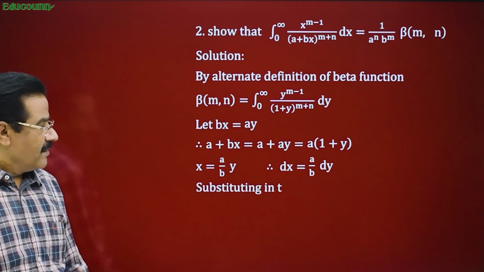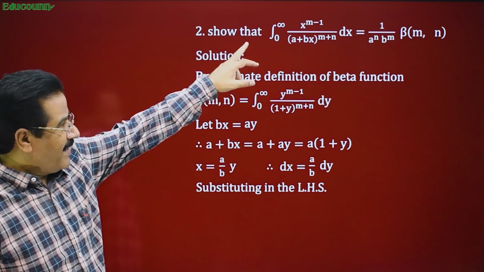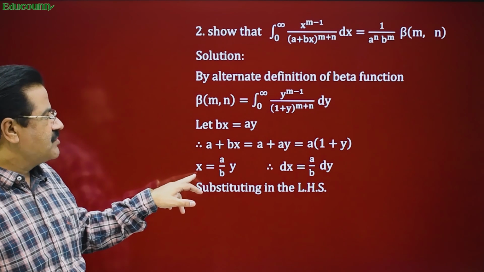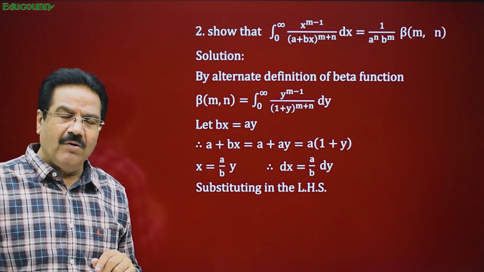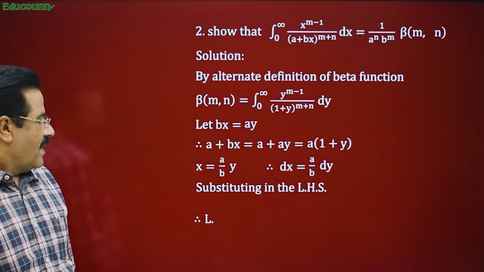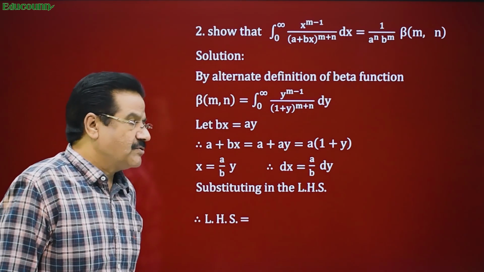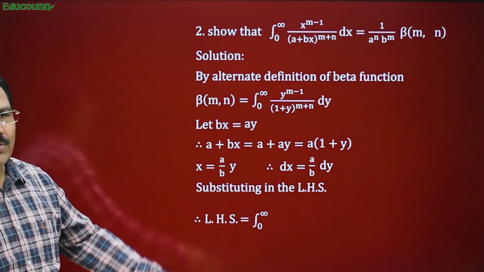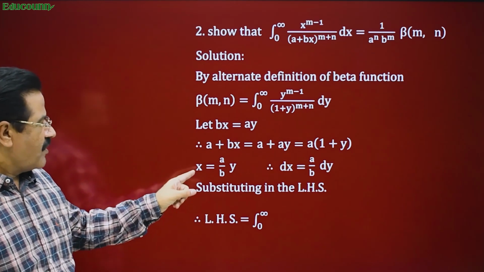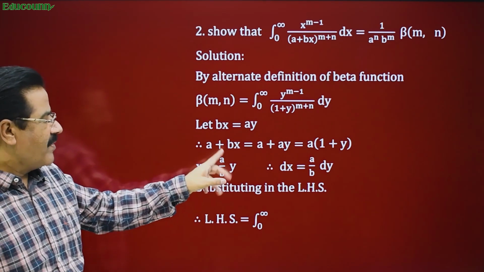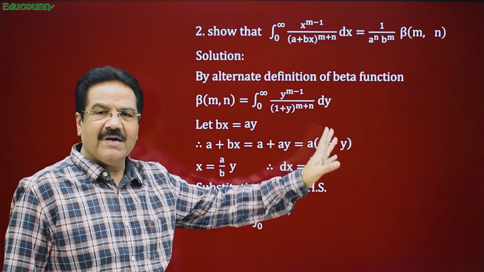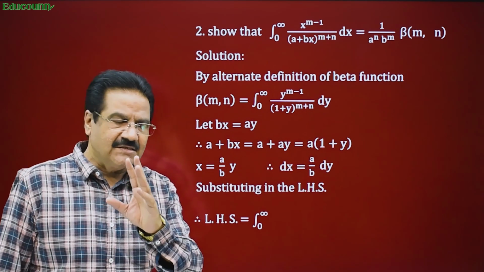Now we can see that the limits of this integration remain the same because at x equal to 0, we get y equal to 0. At x equal to infinity, y equal to infinity. So let us substitute in the LHS. So LHS is equal to integration 0 to infinity x raised to m minus 1. Now instead of x, we have to write a upon b into y. And the denominator value is a into 1 plus y, keeping all indices the same.